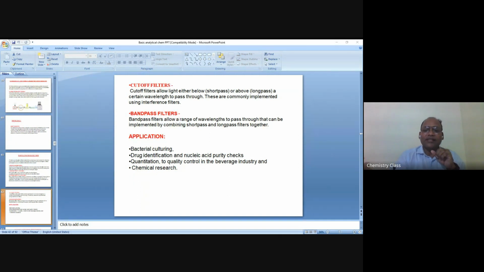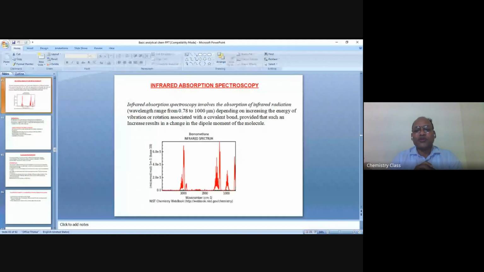So if we go to the next slide, it is infrared absorption spectroscopy. Infrared absorption is a particular wavelength area, with a wavelength range from 0.78 to 1000 micrometers. This is the area which is known as infrared absorption spectroscopy. It involves the absorption of infrared radiation, depending on increasing the energy of vibration or rotation associated with the covalent bond.